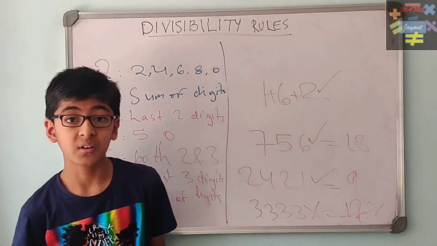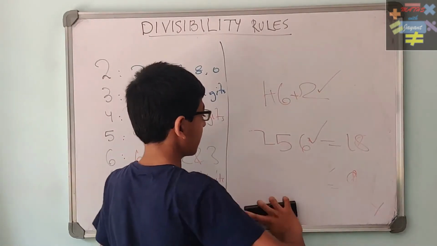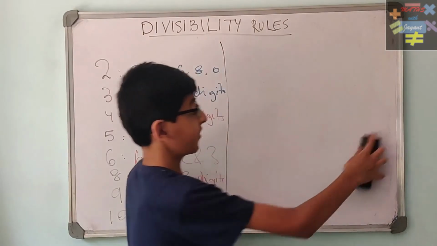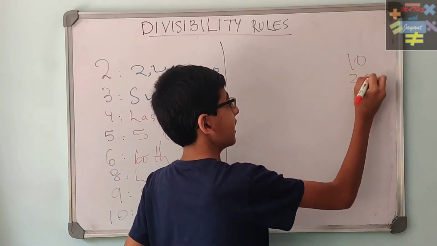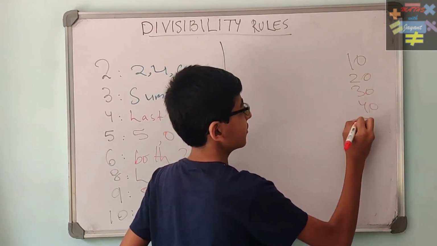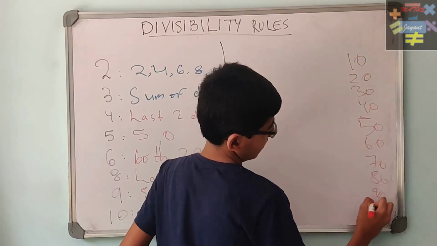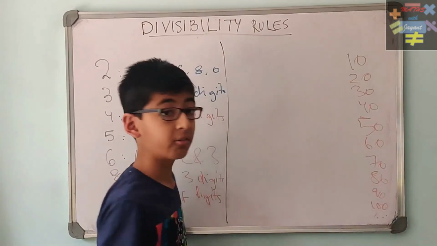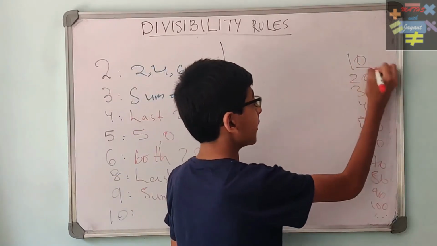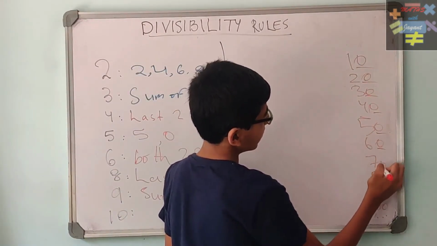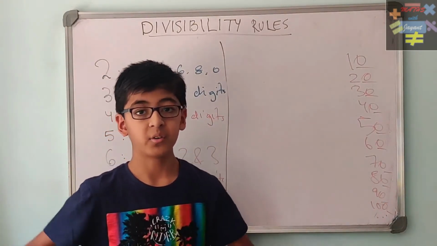Now moving on to the divisibility rule for 10. The divisibility rule of 10 is extremely simple. Let us have a look at the table of 10. You'll understand the pattern. 10, 20, 30, 40, 50, 60, 70, 80, 90, 100. And we can keep going on and we will come to 110, 120, 130 and so on. So all the numbers end with 0. And all the other numbers that come in the table of 10 will also end with 0.